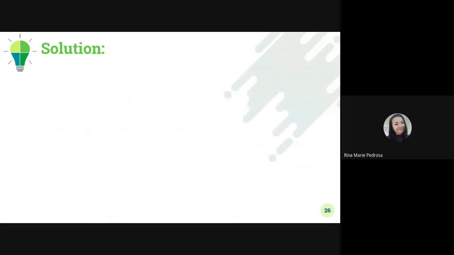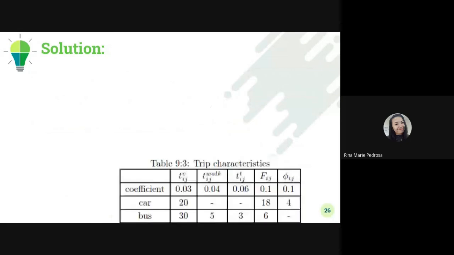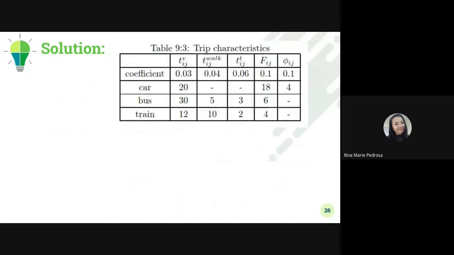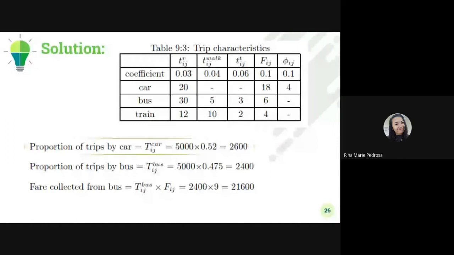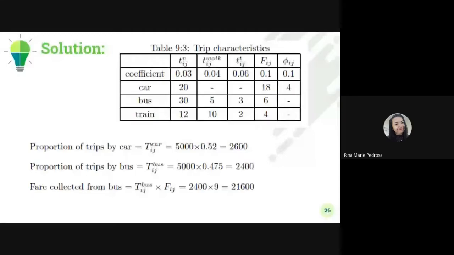So the trip characteristics we have right now is this one. The proportion of trips by car is this one: 5,000 times 0.52, we have 2,600. The proportion of trips by bus, we have 5,000 times 0.475, which is 2,400. And the fare collected from the bus is equivalent to 2,400 times 9, which is equivalent to 21,600.